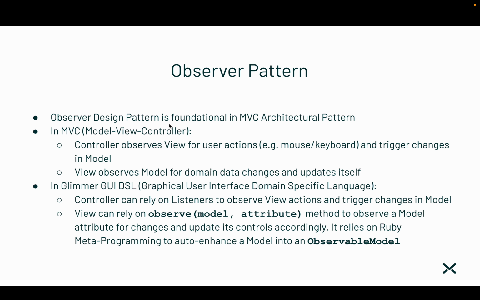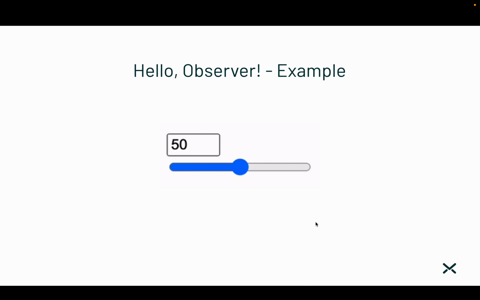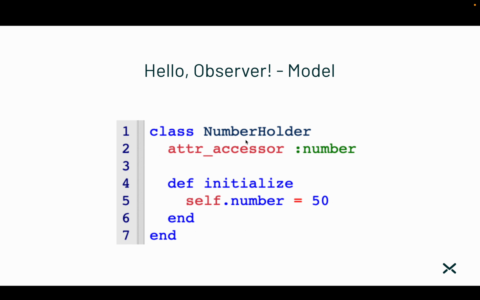Okay, so the observer design pattern is foundational. It's very important for building user interfaces. In Glimmer, if I want the view to observe a model, it gives you something called the observe keyword that lets you observe an attribute on a model, and if it changes, it triggers a block that will let you update the view. But either way, let's start with an example. Hello observer. So the model is just a number holder. It's just a class that has one attribute number, and it initializes it to 50 when it starts.